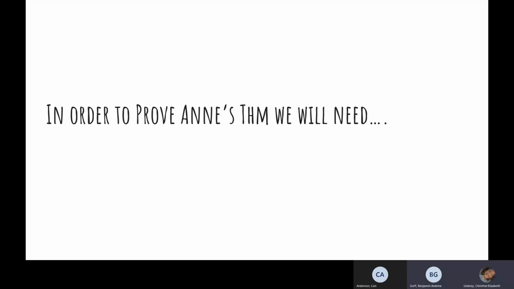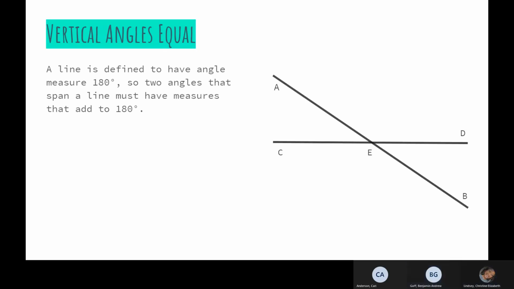So in order to prove Ann's theorem, we will need a few lemmas. So first, we're going to start by proving that vertical angles must be equal. So a line is defined to have a measure of 180 degrees. So then two angles that span that line must have measures that add to 180 degrees.